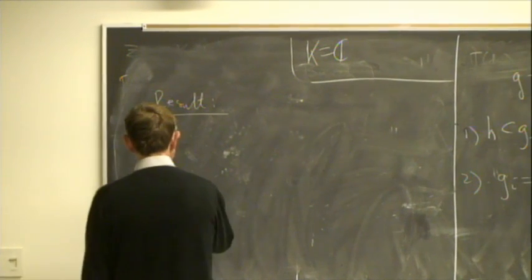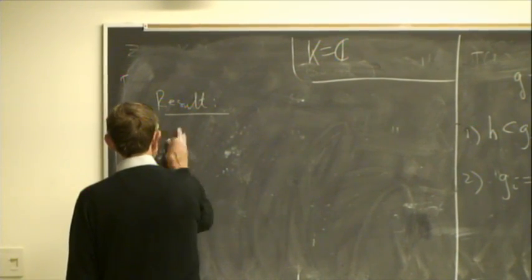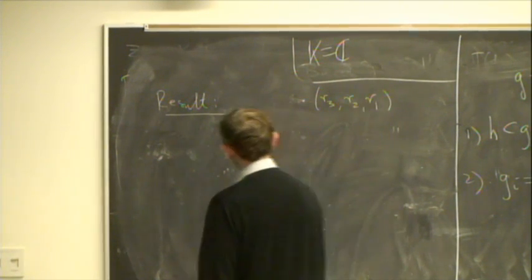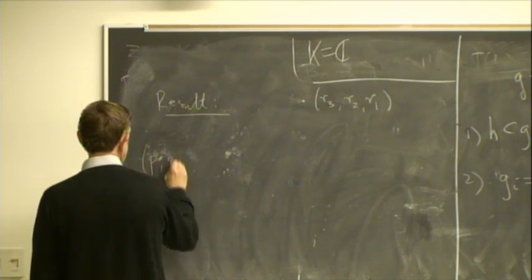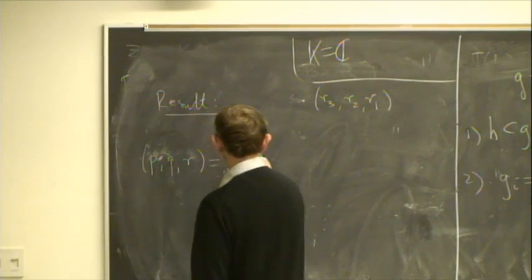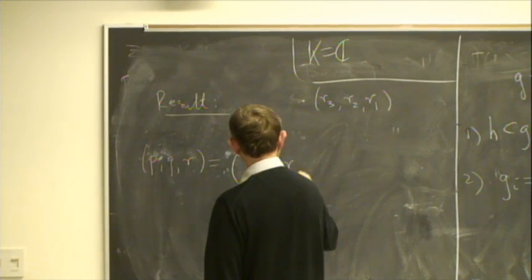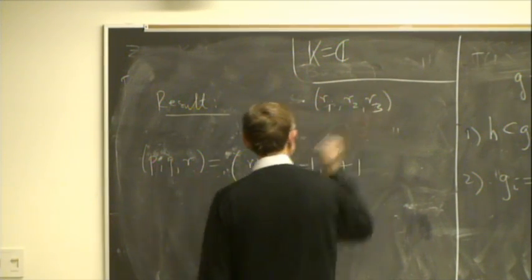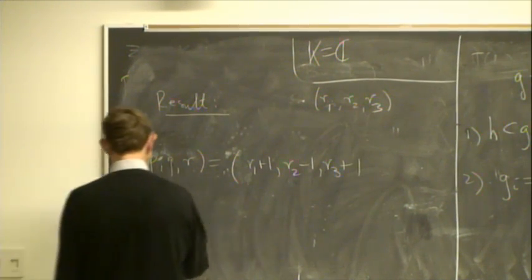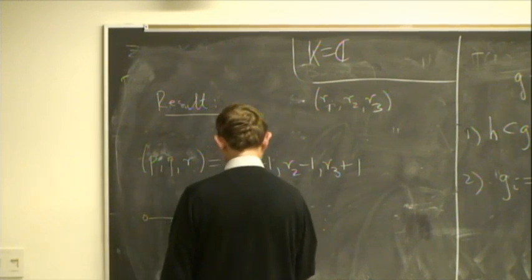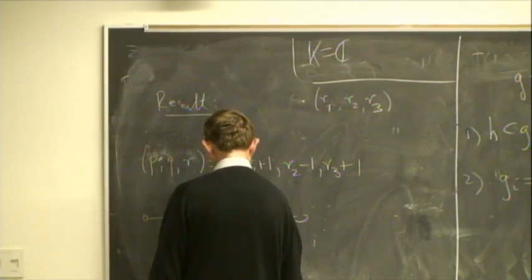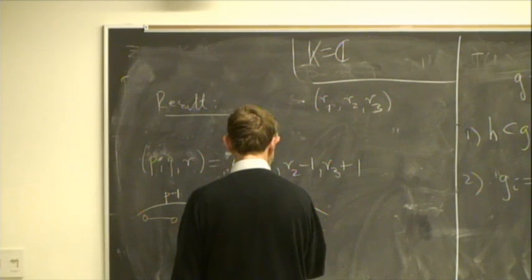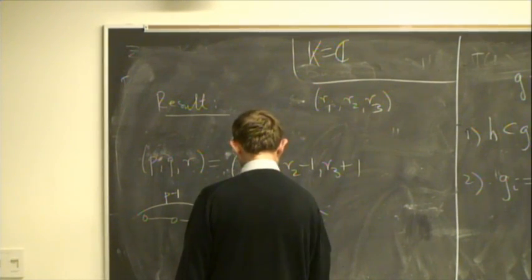So here's the result. I look at my 3 ranks. I have ranks R3, R2, R1. And I associate with them a triple P, Q, R, which is R1 plus 1, R2 minus 1, R3 plus 1. So maybe I do R1, R2, R3. And then you associate with it a graph T_PQR. So here you take P minus 1 nodes, here you take Q minus 1 nodes, and here you take R minus 1 nodes.